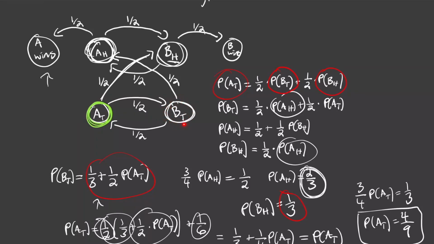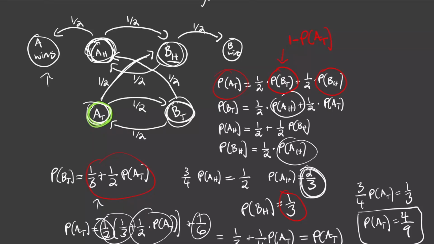So the probability that A wins from this state is equal to 1 minus the probability that B wins from this state, obviously. But the probability that B wins from this state was equal to the probability that A wins from this state. So therefore, we can just write this term right here as 1 minus the probability that A wins from this state of t.